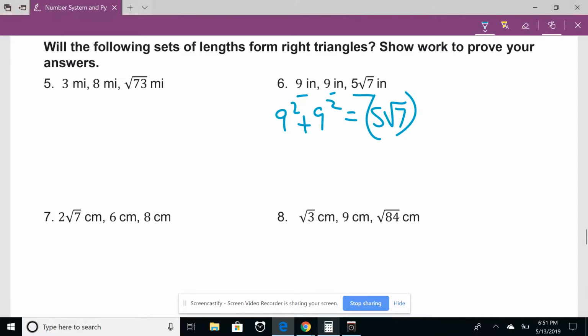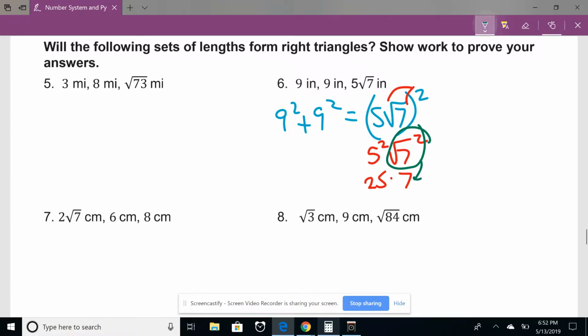All right, now you got to be careful when you're squaring with radicals or square roots, because the square goes to the 5 as well as the 7. So 5 squared, and then it's the square root of 7 squared. Now we know 5 squared is 25, but the square root of 7 squared is just 7. So the square root of a square, remember, cancels out. So you just write the radicand, which is 7. All right. Now 9 times 9, or 9 squared, 9 times 9 is 81 plus 81.